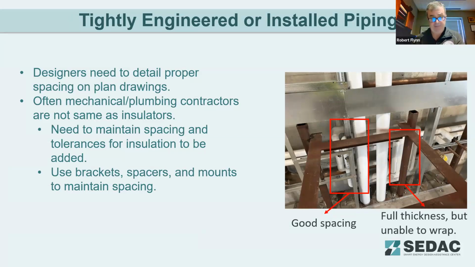Tightly engineered and installed piping. Designers need to detail proper spacing on plan drawings, as Sean was alluding to in the last subject. Often mechanical and plumbing contractors are not the same as insulators. Usually the insulators are subs of the mechanicals and the plumbing contractors. There needs to be maintained spaces of tolerance for insulation to be added, using brackets, spacers, and mounts to maintain spacing. So the project manager or the construction manager should be in coordination between the tradesmen to ensure correct installation that meets the specification of the designer.